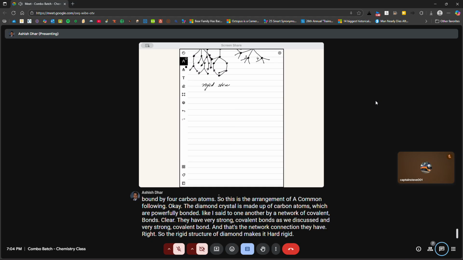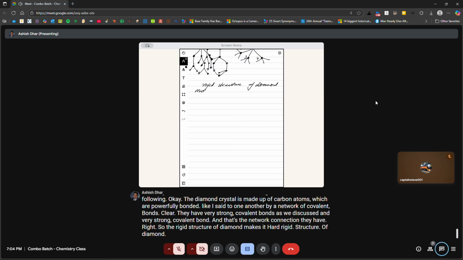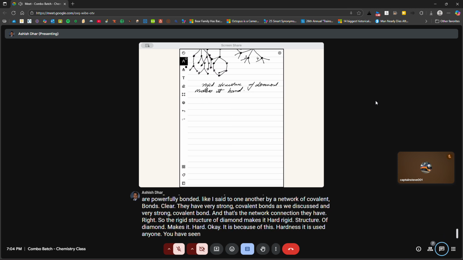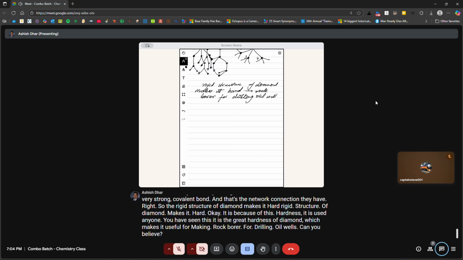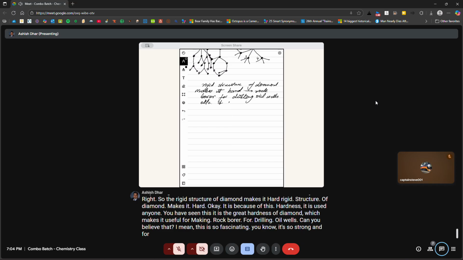The rigid structure of diamond makes it hard. It is because of this hardness that it is used. Anyone? You have seen this? It is the great hardness of diamond which makes it useful for making rock borers, for drilling oil wells. Can you believe that? I mean, this is so fascinating. It's so strong. And for glass cutting.